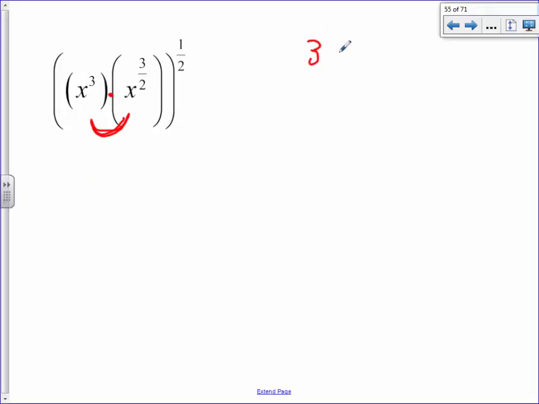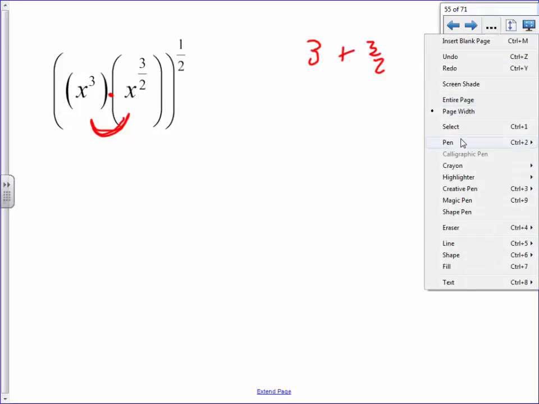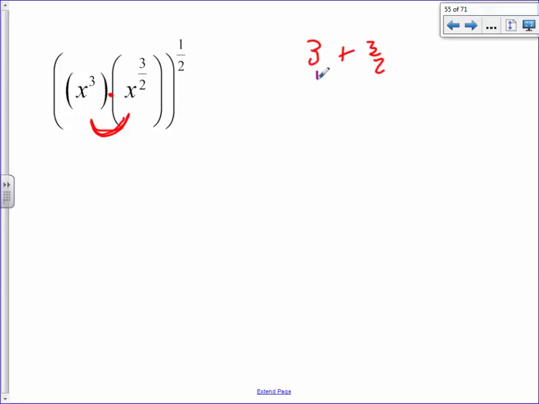So how do we add 3 and 3 over 2? So you need to have some pretty good fraction skills again, right? So again, if you're stuck on how to do this, I might suggest it's like 3 over 1. Okay, I'll times this by 2, I'll times this by 2. I'll get 6 over 2 plus 3 over 2. 6 halves plus 3 halves means I have 9 halves. So in order to add these exponents right here, that's apparently what it adds to. That's 9 halves.